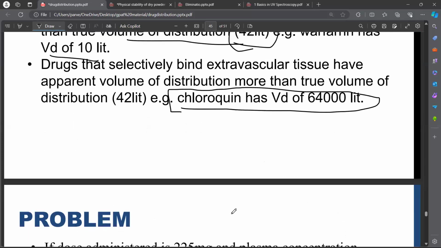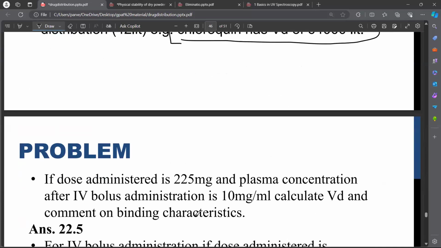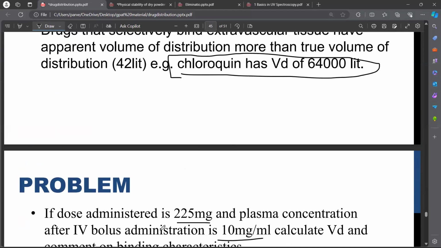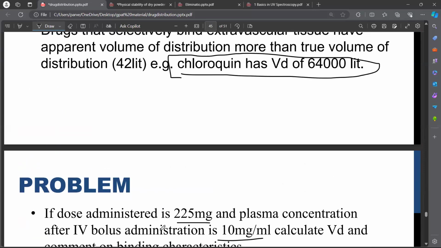It is around 64,000. So basically, this is the problem. Solve it, guys. If the dose administered is 225 mg and the plasma concentration after the IV bolus is 10 mg, what will be the VD? Come on, guys, answer this question. Use the formula VD equals X by C, calculate and answer me, guys.